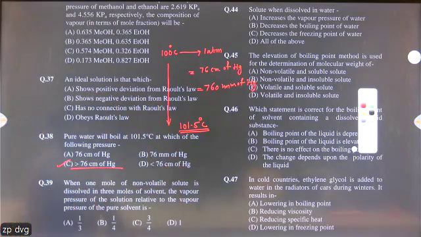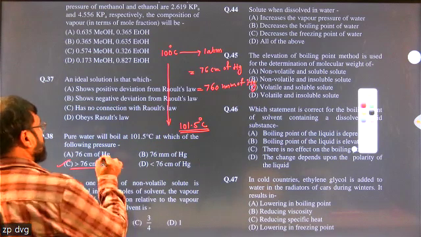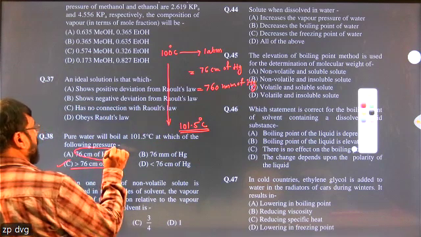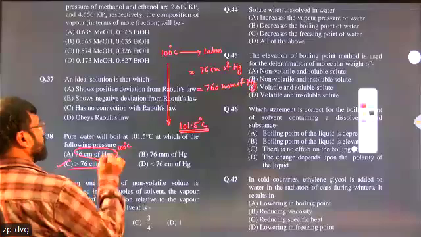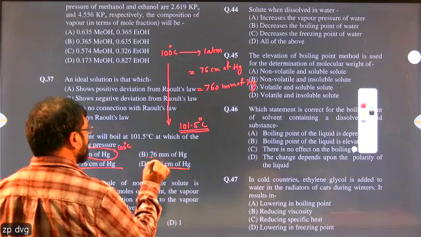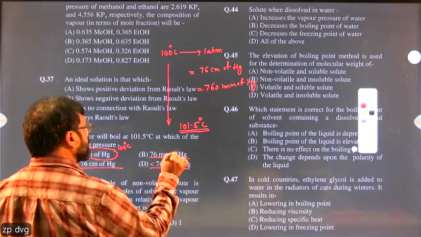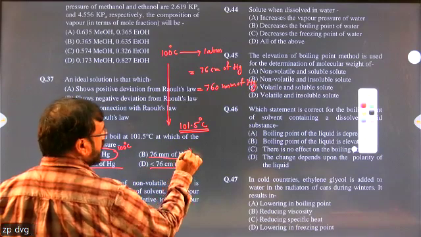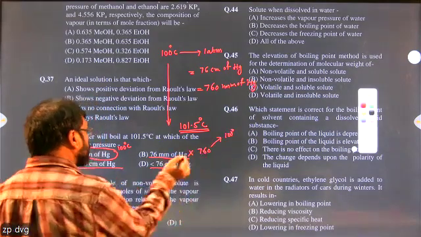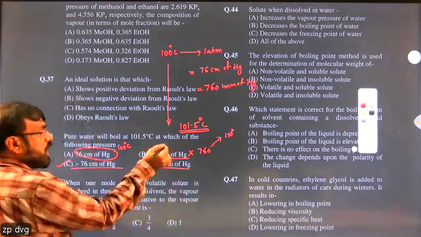So what is the correct answer for that question? Greater than 76 centimeter of Hg is the correct answer. Why not 76 centimeter of Hg? Because at 100 degrees Celsius it is only 76 centimeter of Hg. Why not lower? Lower is not possible. 76 mm of Hg is not our answer. Actually, at 100 degrees Celsius it is only 760, so it should be greater than 760 mm of Hg.